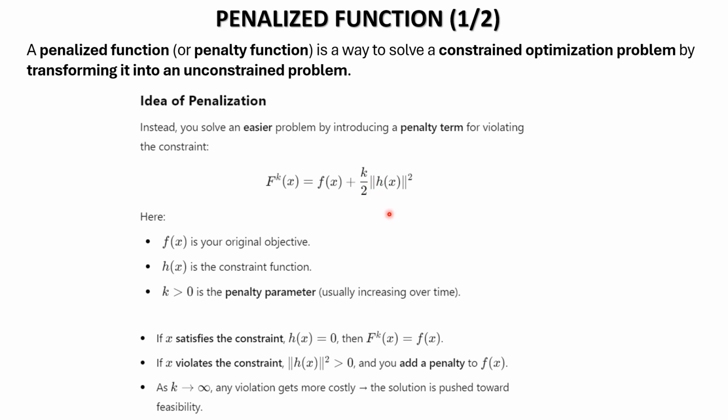So if x satisfies the constraint, then h of x is equal to 0. So we do not have such kind of term, and then our penalization function is equal to our original objective function. If x violates the constraint, then this squared norm of h of x is positive, and we add our penalty to the function f of x.